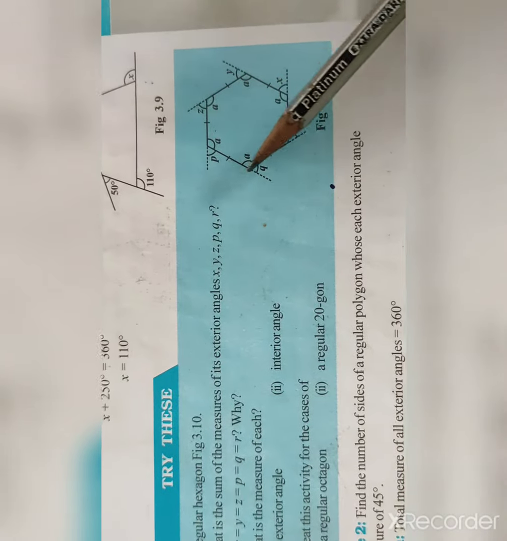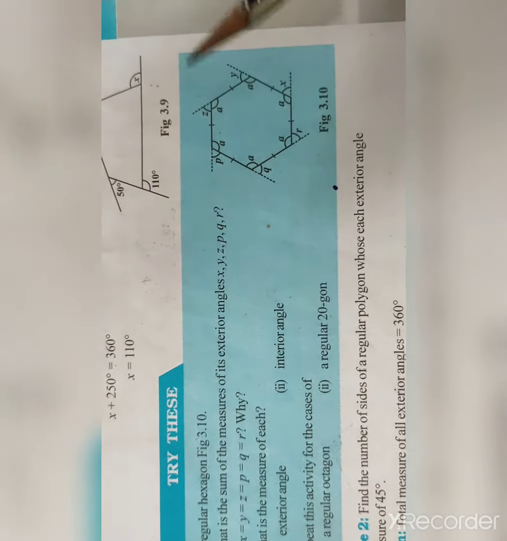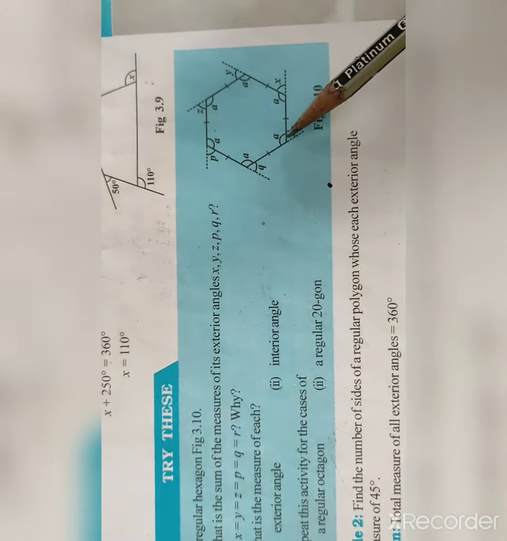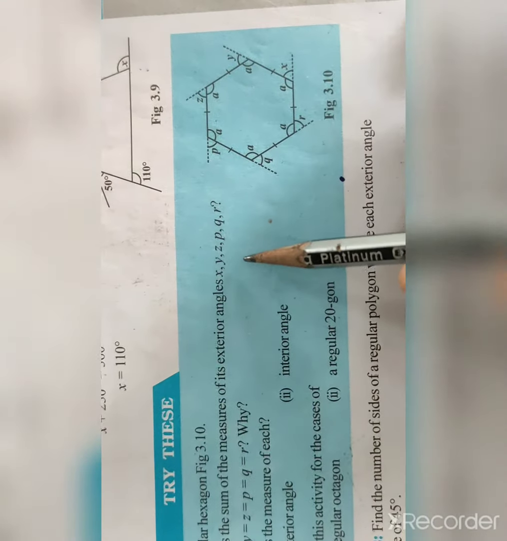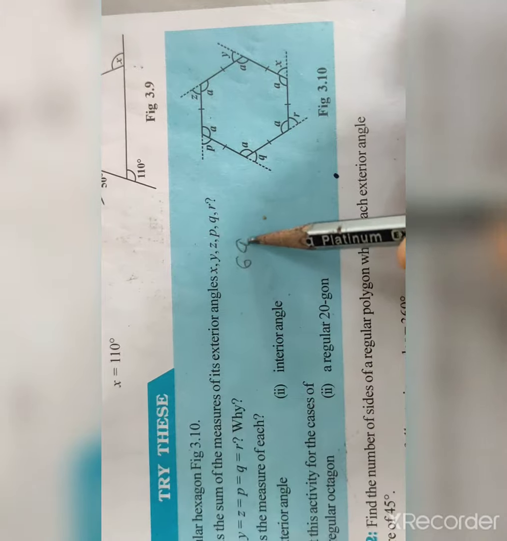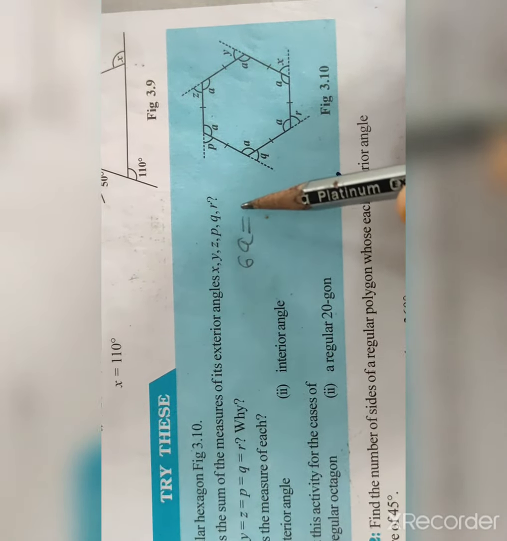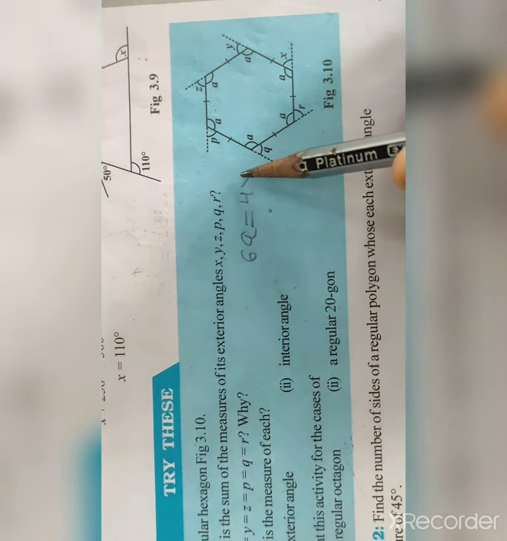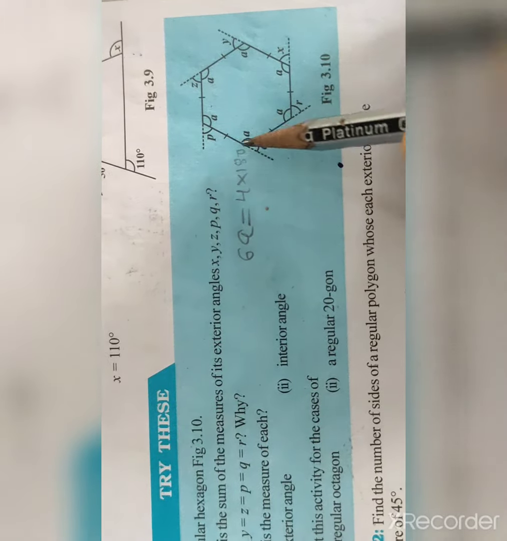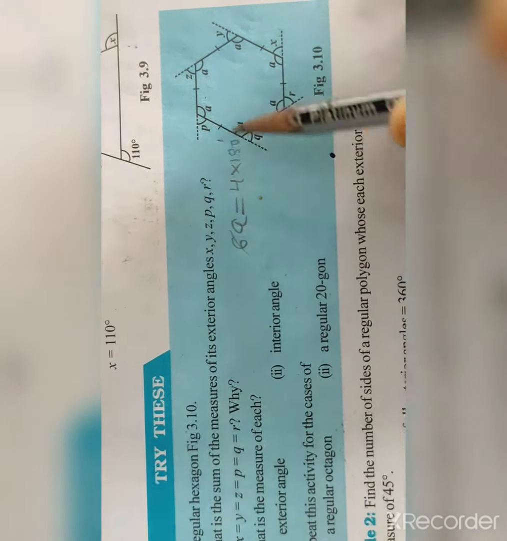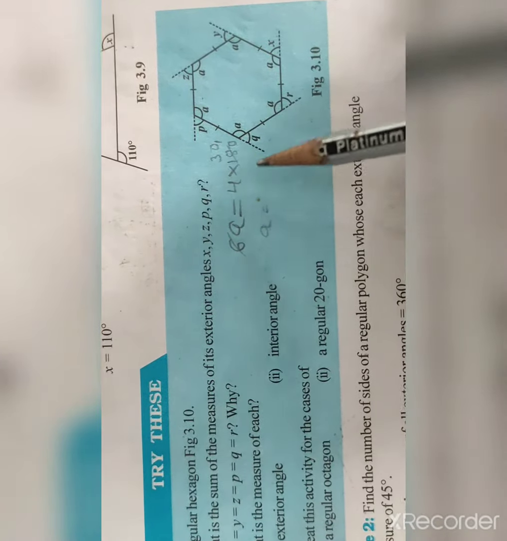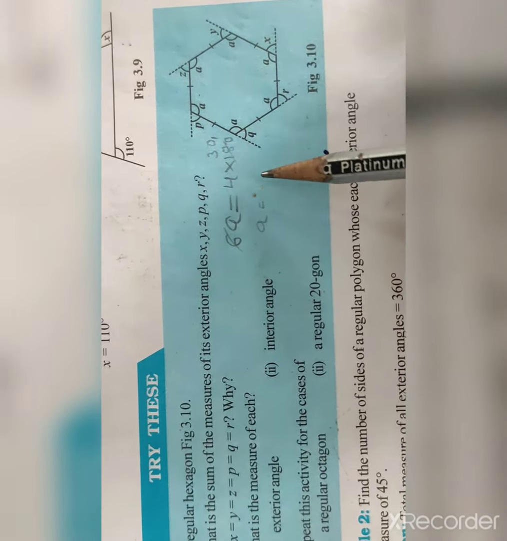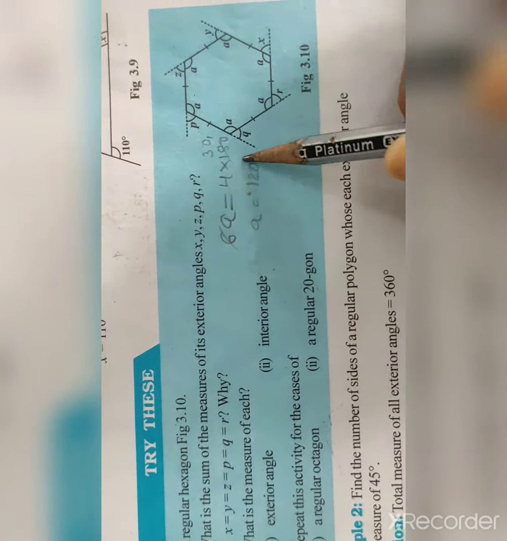So 4 into 180 degrees. You can see all the angles of this hexagon, interior and exterior, are equal. Why? Because the interior angles are equal. So how many angles are there? 1, 2, 3, 4, 5, 6. So we can write 6a, the measurement of an angle, will be equal to 4 into 180 degrees. 6 1s are 6, 6 3s are 18 and 0. So the measurement of each angle in this hexagon will be 120 degrees.